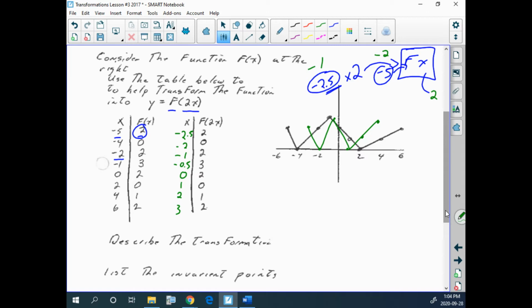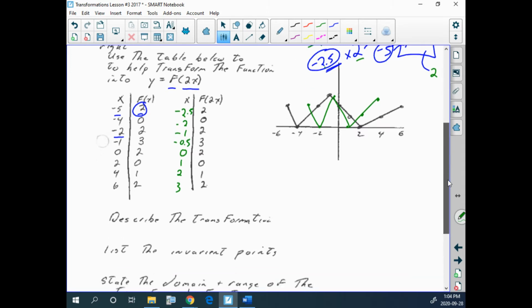So again, it has to do with this rule. I need that -5 to get out 2. Well, I only need -2.5 multiplied by that 2 to begin with, then we can take the input number of -5.